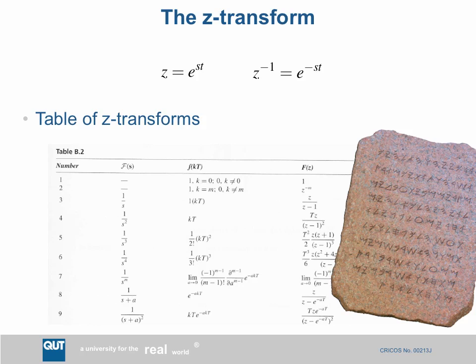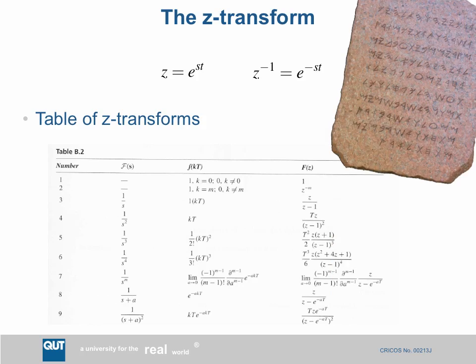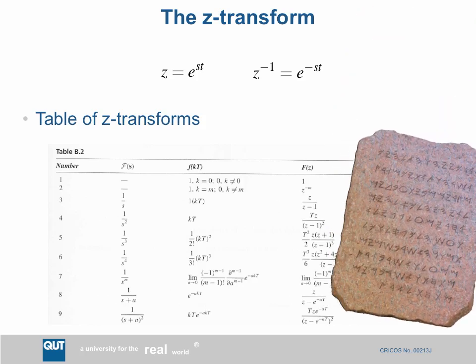Now, it's not just a matter of looking these up in the table. These things can be derived. They weren't just handed down on some kind of stone tablet. These can be derived quite easily, certainly for the simple cases. So what we're going to do now is a couple of examples and derive some of these.